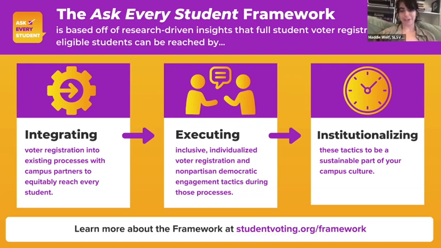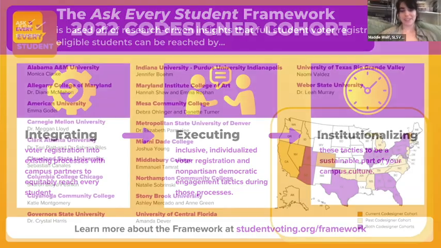process of asking every student as individuals, as people who have their own needs and experiences, that you can really center through things like conversations and relational organizing. And the last part of it is institutionalizing those tactics to be a sustainable part of your campus culture so they keep going on no matter who's in charge or who's running the program. So today we're going to talk about different strategies and resources that you can actually use to adapt this specific framework to your own campus.